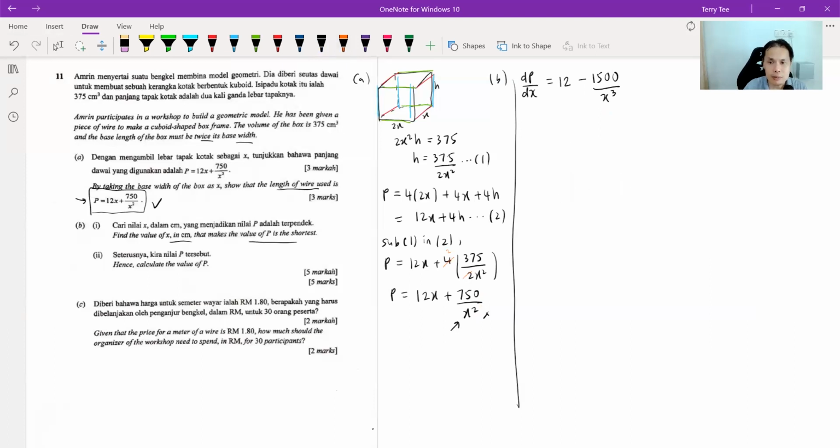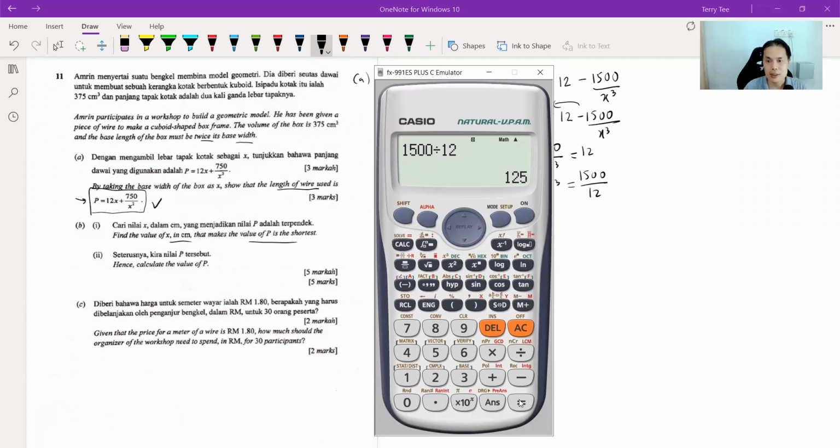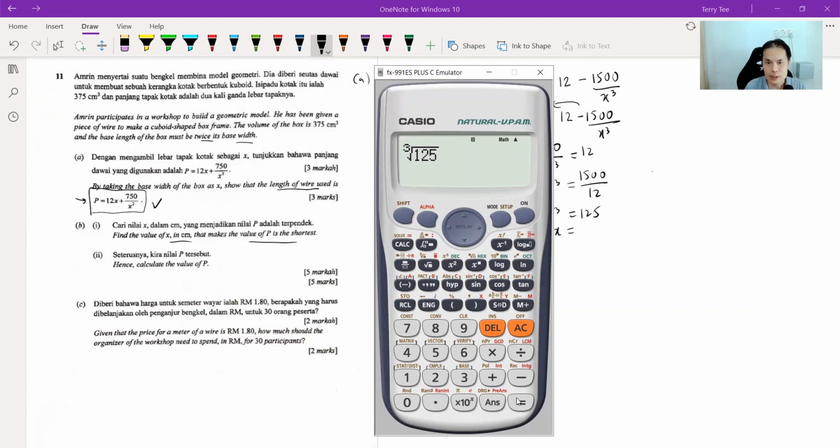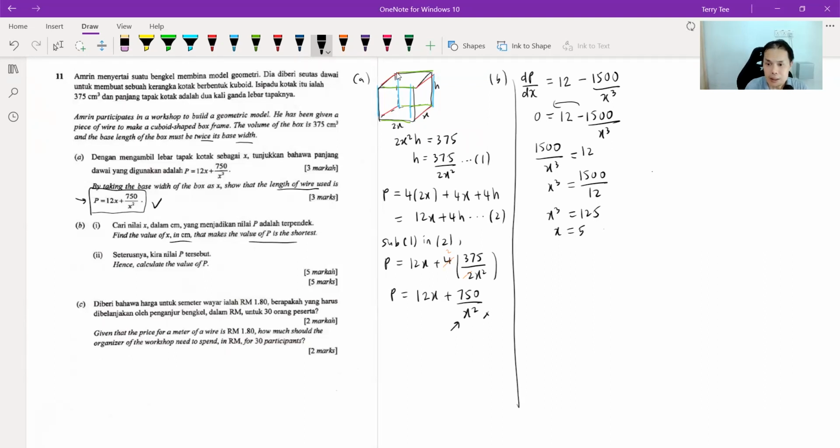Now that I've differentiated this, we know maximum or minimum happens when your dy/dx, or in this case dP/dx, is 0. So I'll let this be 0. What we can do is multiply everybody by x cubed, or you can bring the 1,500 over, since this is negative. I bring it over, it becomes positive. Bring the x cubed up, bring the 12 down. x cubed is 1,500 divided by 12. I just switch the position. 1,500 divided by 12 gives us 125. If your x cubed is 125, cube root of 125, use your calculator, it will be just 5. So x is 5. I got my x value that makes P shortest.